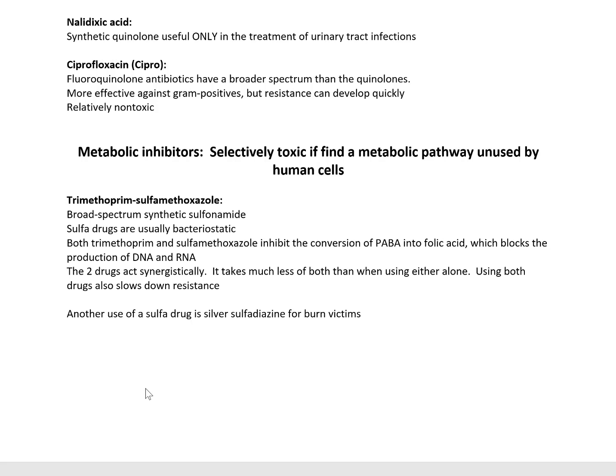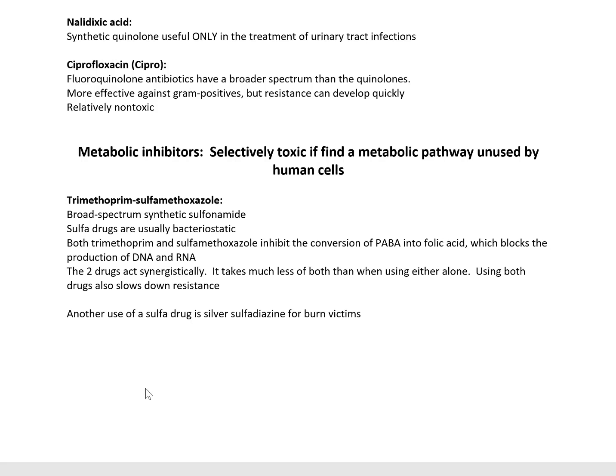All right. Next point, both trimethoprim and sulfamethoxazole inhibit the conversion of PABA, which is para-aminobenzoic acid, into folic acid, which blocks the production of DNA and RNA. We talked about how the two drugs act synergistically. So when I see the word synergy, I think 1 + 1 = 3. In this case, 1 + 1 = 10, I guess, because you only need 10% as much of these drugs together.